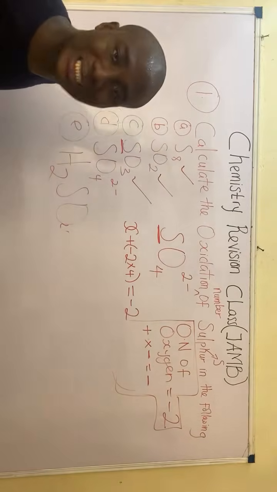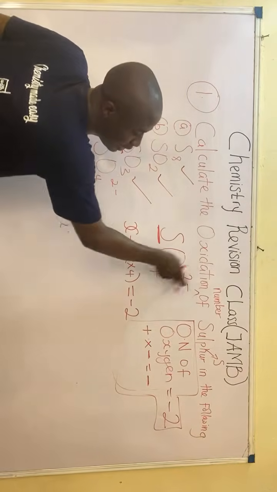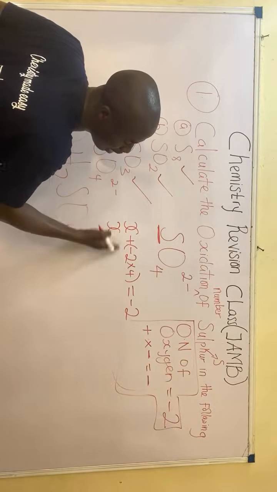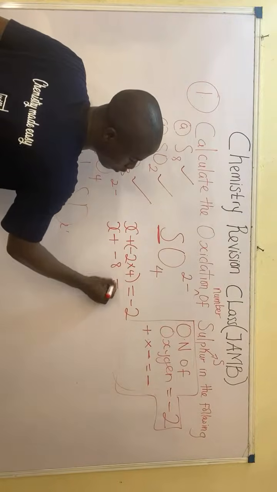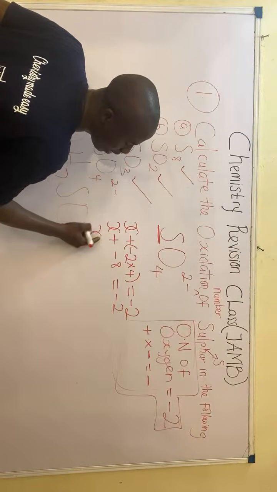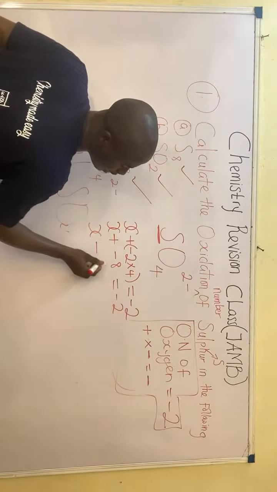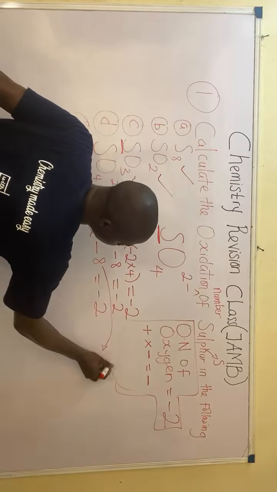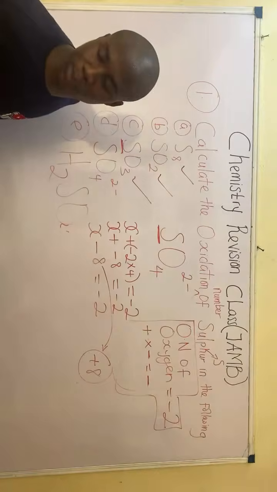I believe you understand what I just explained. Because if there was -1 million, I would put it there as well. So then it will become X plus -2 times 4, that's -8, equal to -2. So -8 is equal to -2. When you cross over, it becomes +8.